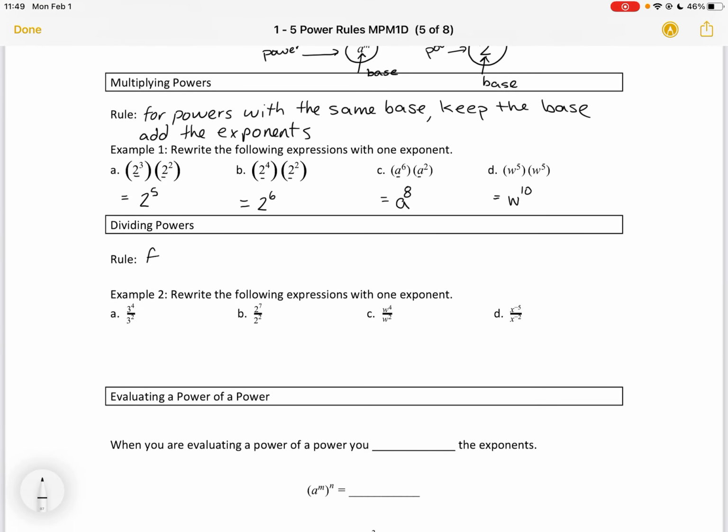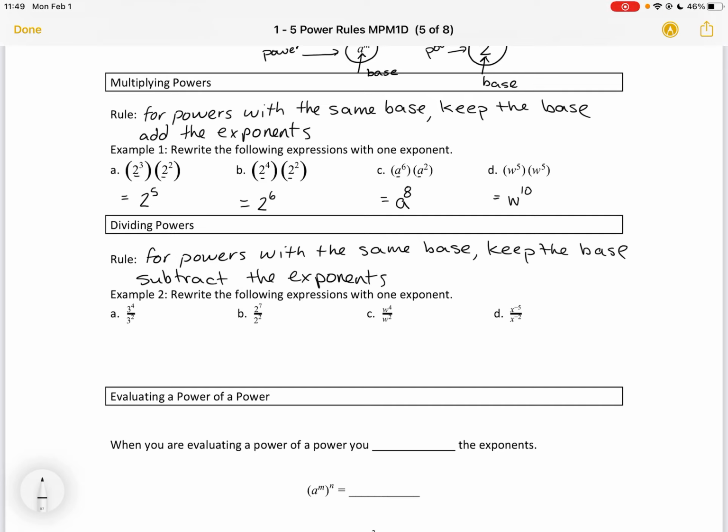Our second rule is when we're dividing powers. So again, for powers with the same base, we're going to keep the base and subtract the exponents. So here we have 3 to the 4 divided by 3 to the 2. In this case, the base is the same, 3, and we're going to subtract the exponents. 4 minus 2 is 2. In example B, we have 2 to the 7 divided by 2 to the 2. Our base is the same, so we can subtract the exponents.